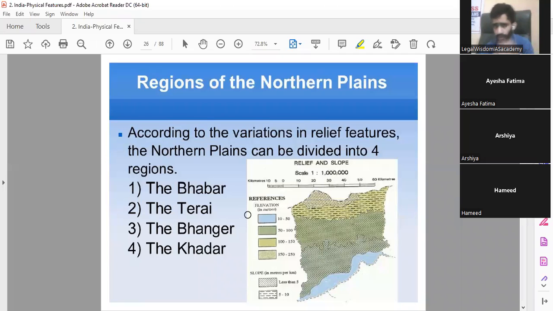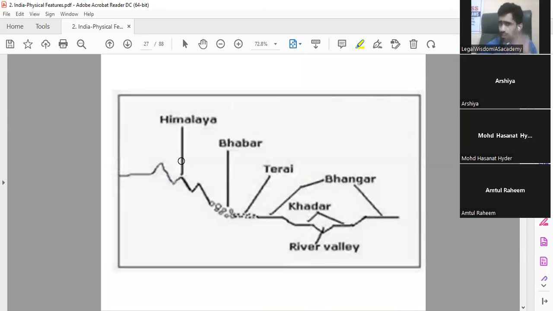These are divided into, please read: the Bhabar, the Terai, the Bhangar, and the Kadar. According to the variation in the relief features, the northern plains are divided into 4 regions: the Bhabar, Terai, Bhangar, and Kadar. Bhabar, look, when you see this, the Himalayas come at the top, then you have Bhabar, then you have Terai, then you have Bhangar, then you have Kadar.